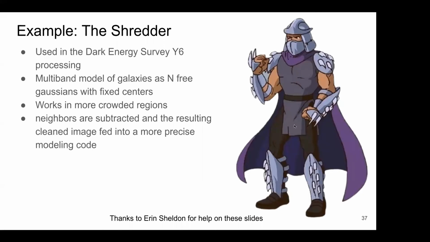And this is the unofficial logo that I've adopted for them. So the Shredder is what's used in the year 6 processing. It's a multiband model with galaxies as N free Gaussians, but they all have a fixed center, and this works better in crowded regions. There, the neighbors are subtracted, and the resulting clean image is then fed to a more precise modeling code. This is what they're using in their year 6 processing.